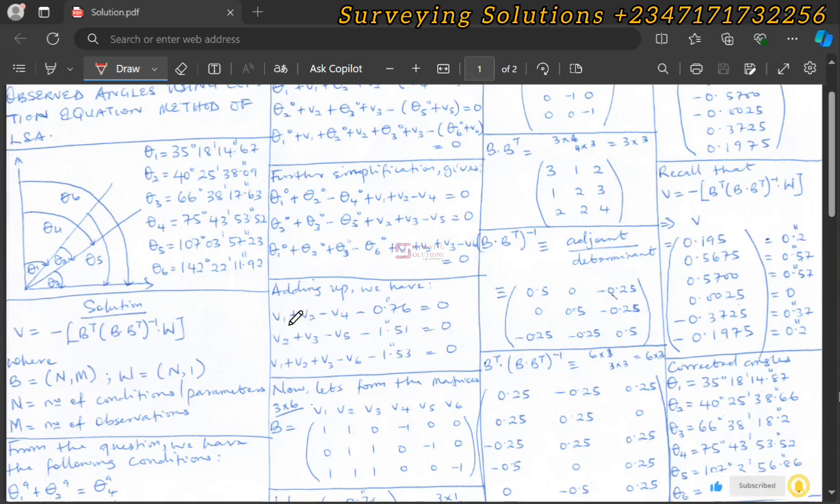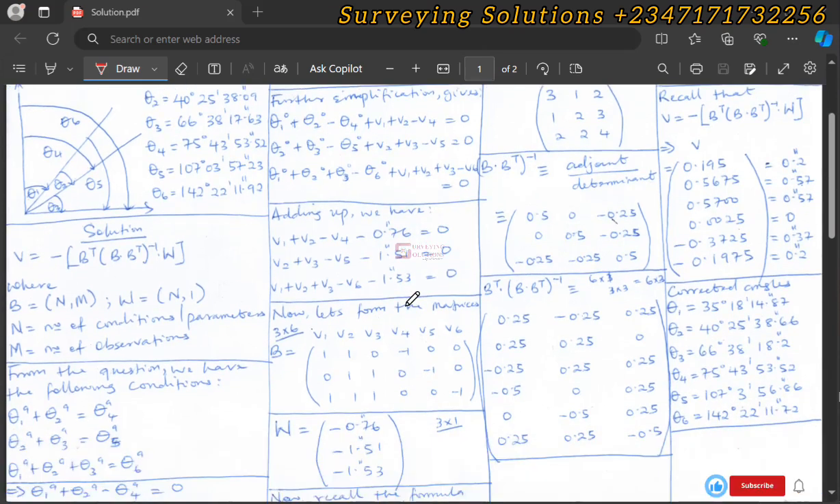And then finally we have theta 1 observed plus theta 2 observed plus theta 3 observed minus theta 6 observed, which is 35 18 14.67, 40 degrees 25 minutes 38.09, then 66 degrees 38 minutes 17.63 seconds, all added together, minus 142 degrees 22 minutes 11.92 seconds, right? Good. If you've done that correctly, it will return a negative difference of 1.53 seconds, right? Good. So you now rewrite it as it is being displayed.